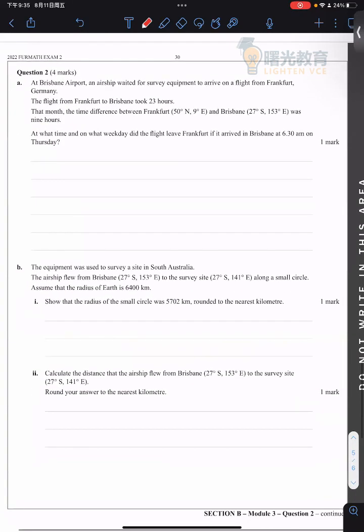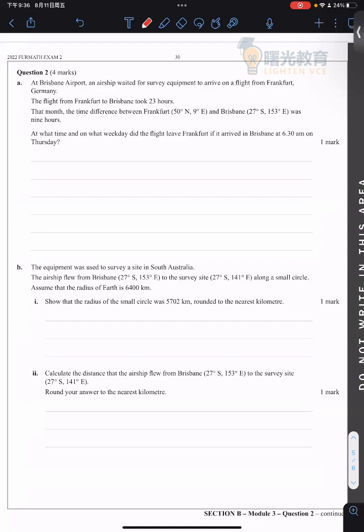Second question. At Brisbane Airport, an airship waited for survey equipment to arrive on a flight from Frankfurt, Germany. The flight from Frankfurt to Brisbane took 23 hours. That month, the time difference between Frankfurt and Brisbane was 9 hours. At what time and on what weekday did the flight leave Frankfurt if it arrived in Brisbane at 6:30 a.m. on Thursday? So this is a local time question, all right?